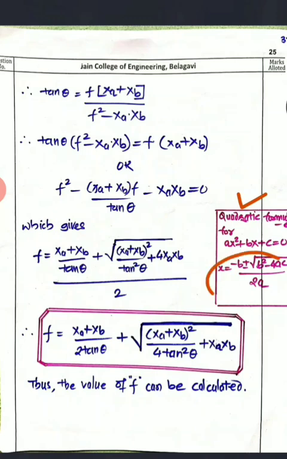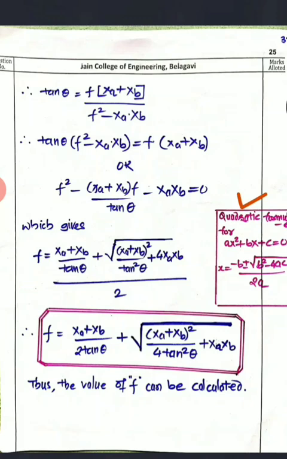Now once you get that equation, the final result will be very easy. See here, I have shown the value of x, how to get that, you already know: x is equal to minus b plus or minus square root of b square minus 4ac divided by 2a. The same way, applying the quadratic equation here gives you f is equal to xa plus xb divided by tan theta plus square root of xa plus xb whole square divided by tan square theta plus 4xa xb, divided by 2.